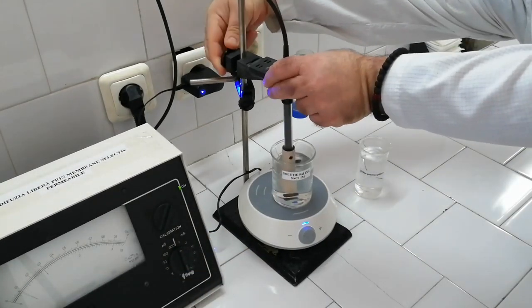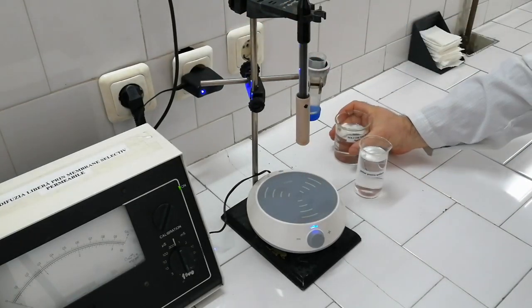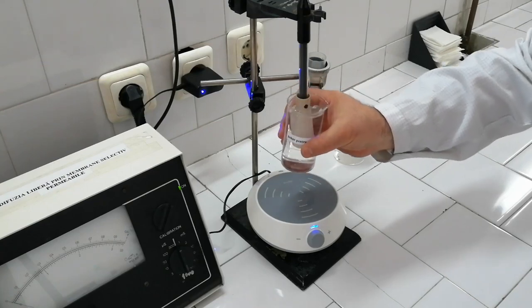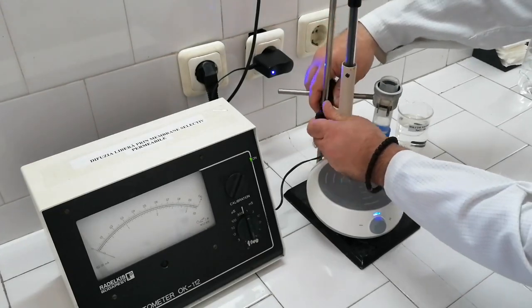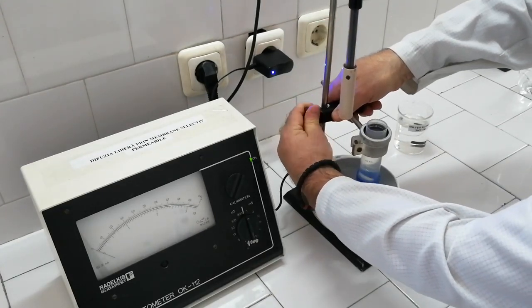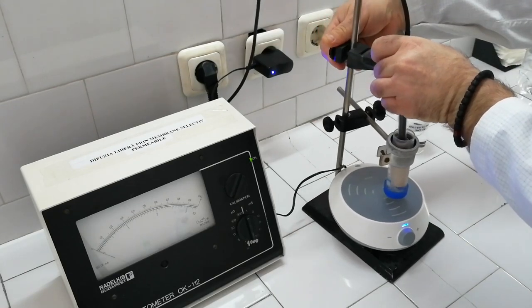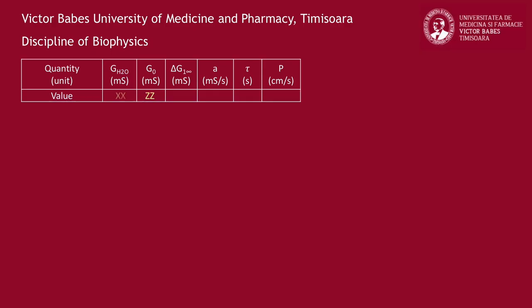Leave the electrode and remove the beaker from the magnetic stirrer support. Rinse well the measuring electrode with distilled water. Repeat the rinsing several times. Move the distilled water filled container over the magnetic stirrer. Dip the electrode in and, following previously described steps, measure the electrical conductance of distilled water. Record the obtained value in the table.